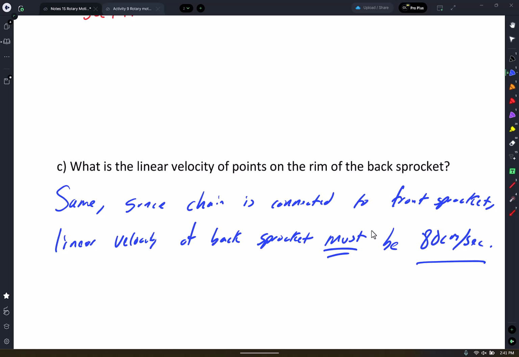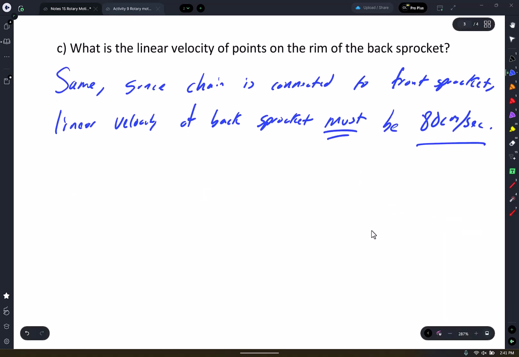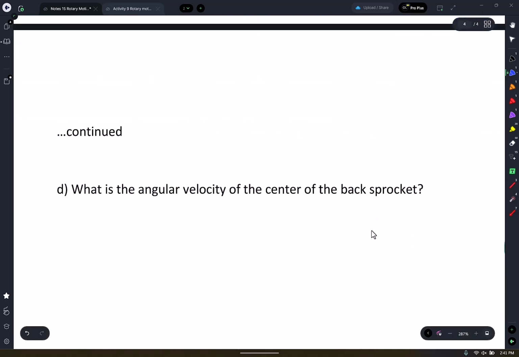The chain is also connected to the back sprocket. You should say that somewhere. The chain is connected to the front and back sprocket. The chain in the front is going 80 centimeters per second, so it has to be going 80 centimeters per second in the back. Does that make sense, guys? Okay, let's go to the next question.